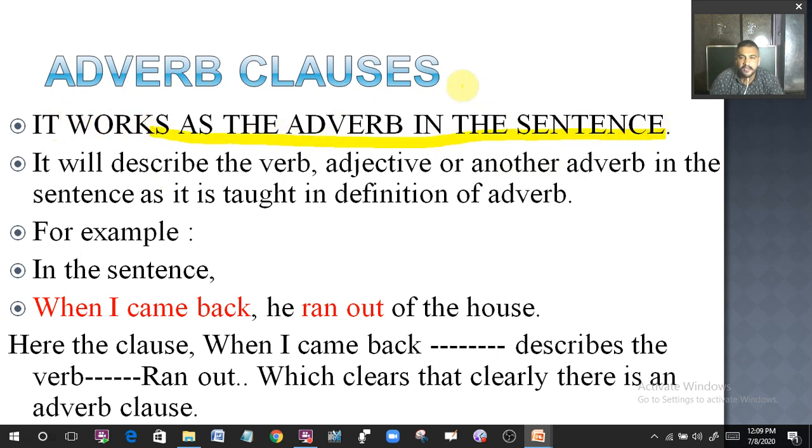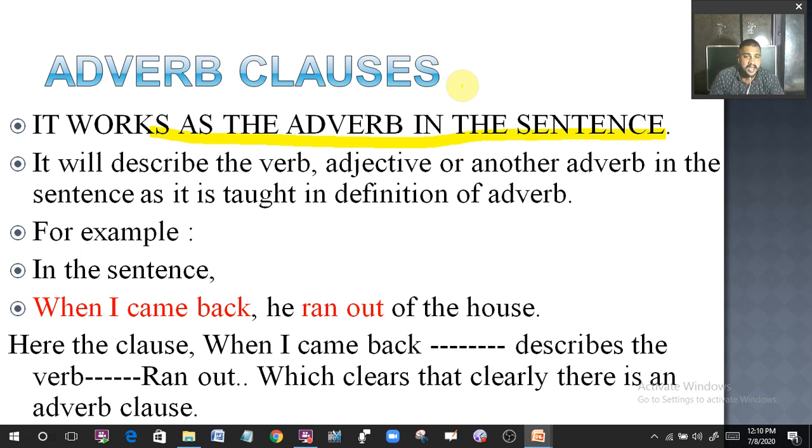That means if you want to know that the clause is an adverb clause, you should know that it should work as an adverb in the sentence. The whole clause should work as one adverb. And we know what an adverb is: the one which qualifies a verb, which describes or adds something to the verb, or talks about a verb, adjective or another adverb.